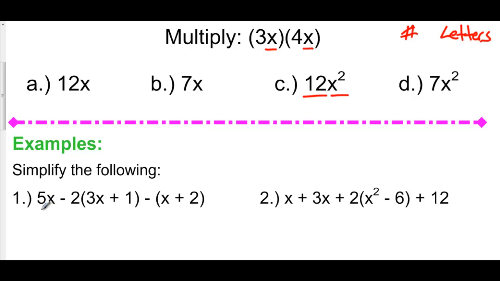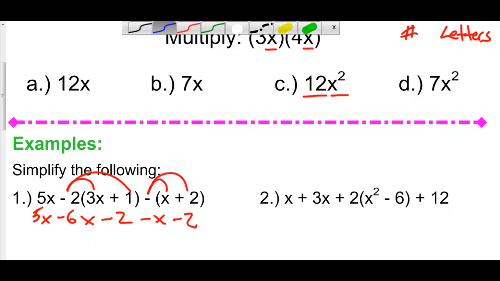So we're going to do 5x, doesn't change. But here, -2 times 3x is -6x. -2 times 1 is -2. I'm distributing. Same thing here, negative times x is -x. Negative times 2 is -2. Don't forget that negative out front.